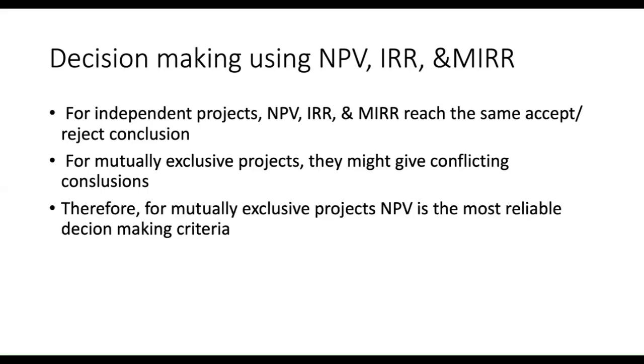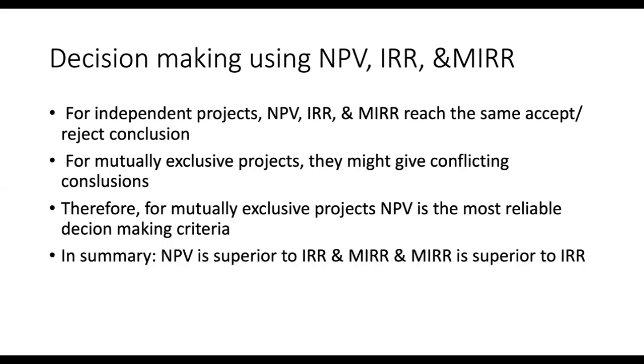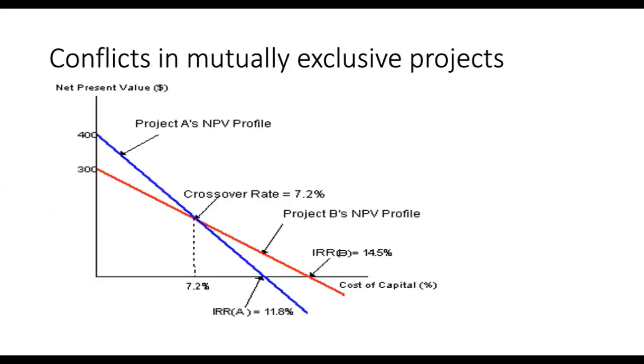Therefore, for mutually exclusive projects, NPV is the most reliable decision-making criterion. And in general, NPV is superior to IRR and MIRR, whereas MIRR is superior to IRR.